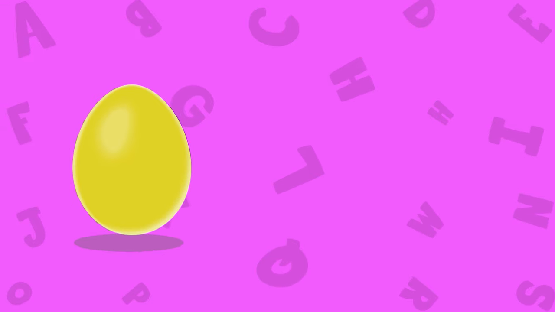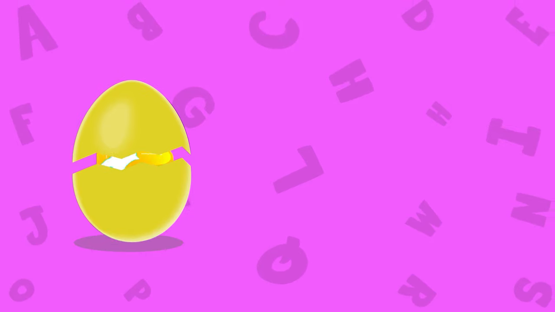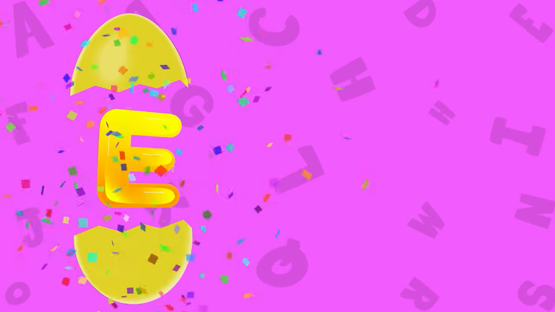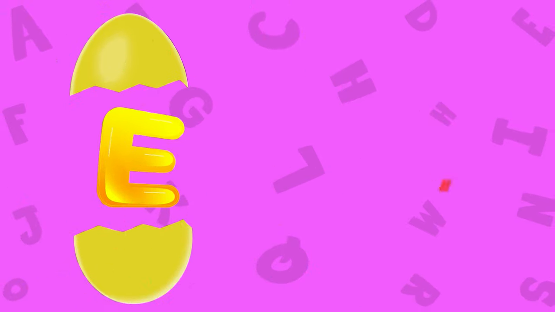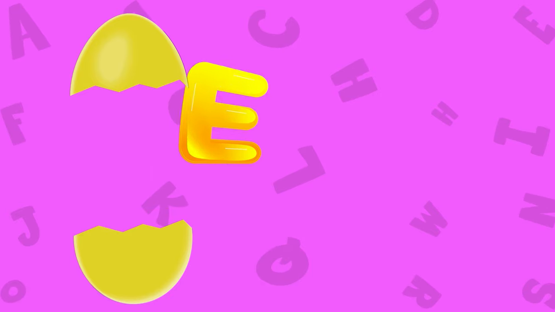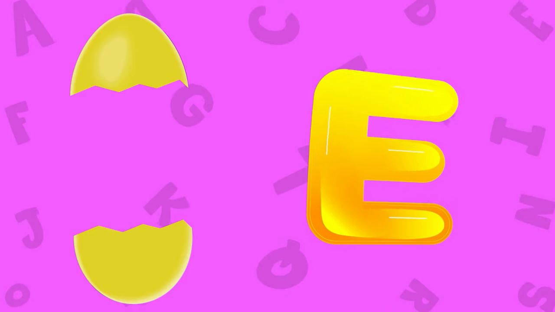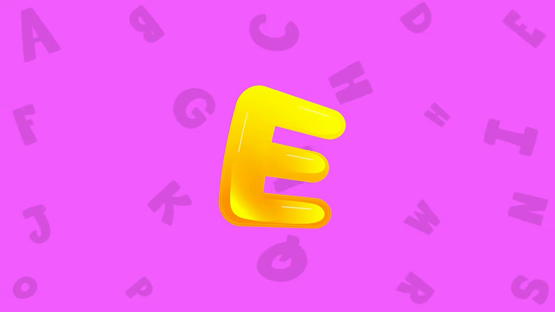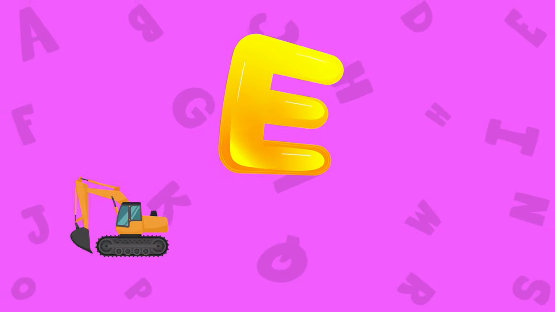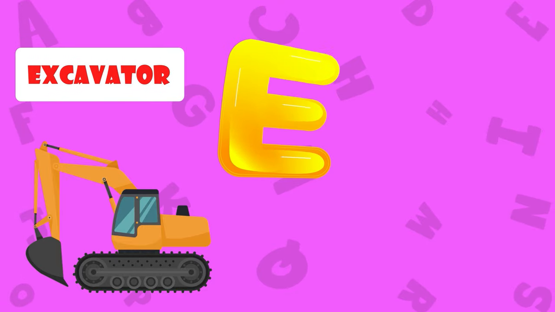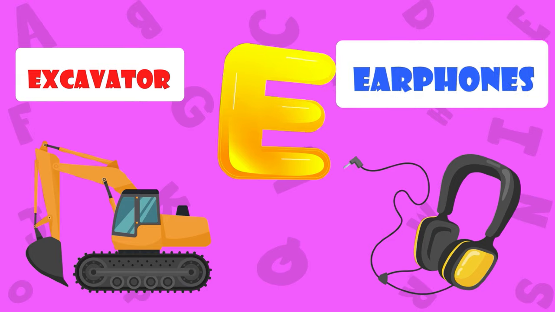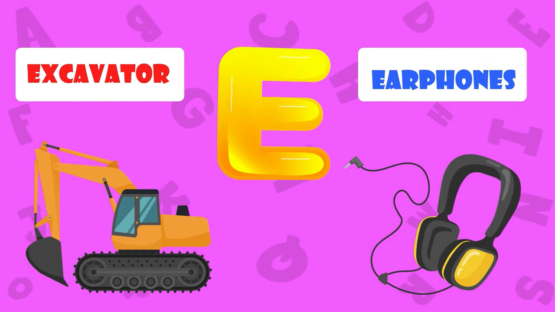Now let's open the yellow egg and see what's inside. Open, open, open. Surprise! It's the letter E. Inside the yellow egg, there is the letter E. E is for excavator. E is for earphones.